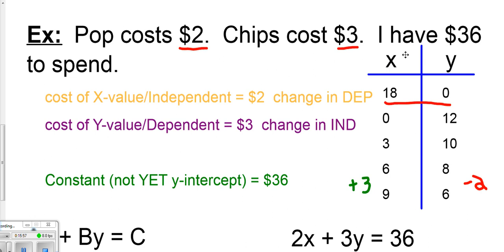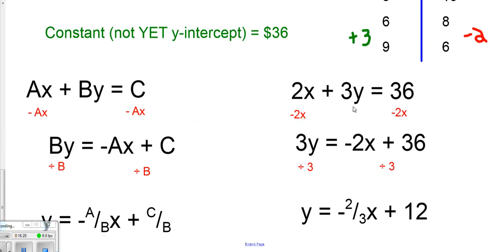So they gave you enough information here that you could make a linear relationship. I just did it with a table. I'm going to show you some other things you can do. Like we said, if pop costs $2, we can say 2 times x, 2 times the number of pops that we buy. If chips cost $3, we can say 3 times y, 3 times the number of chips we buy, equals 36. Money I spend on pop plus the money I spend on chips equals the money I have in total. This is a standard form equation.